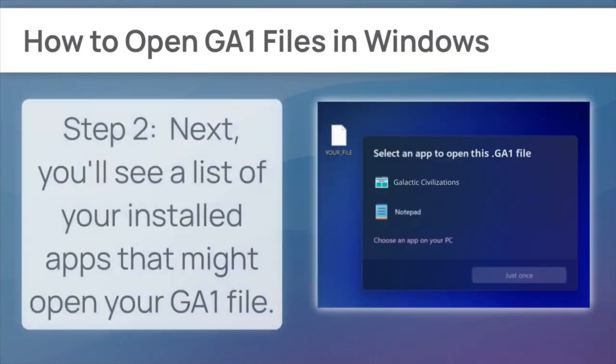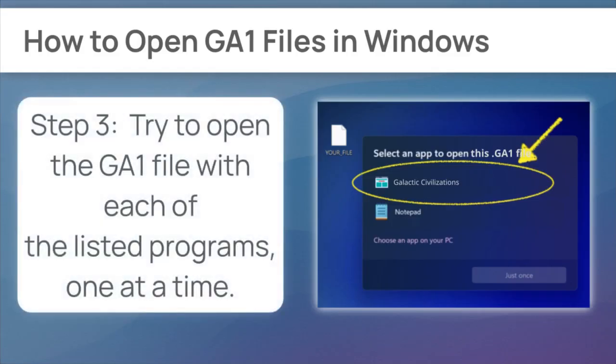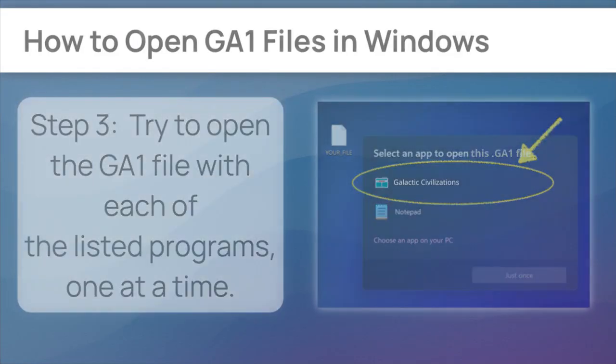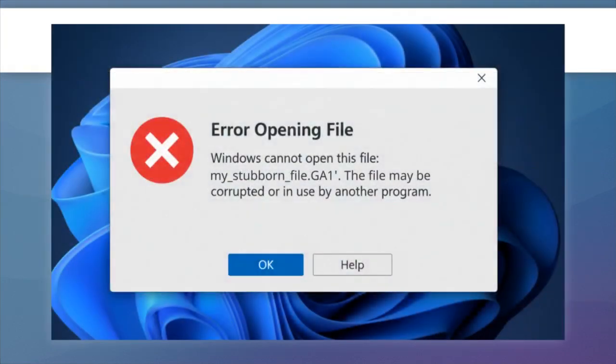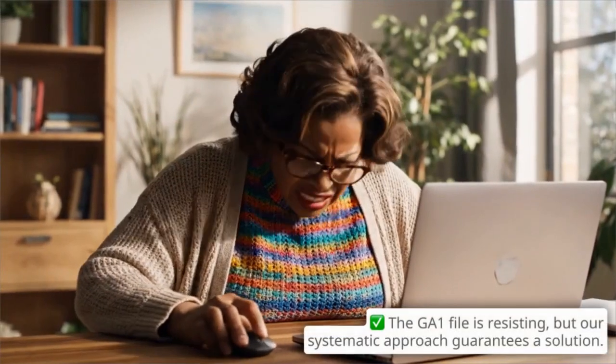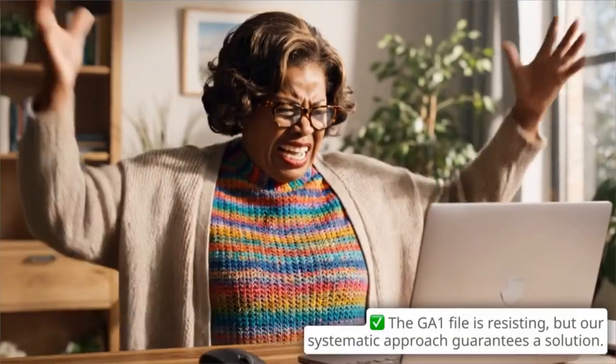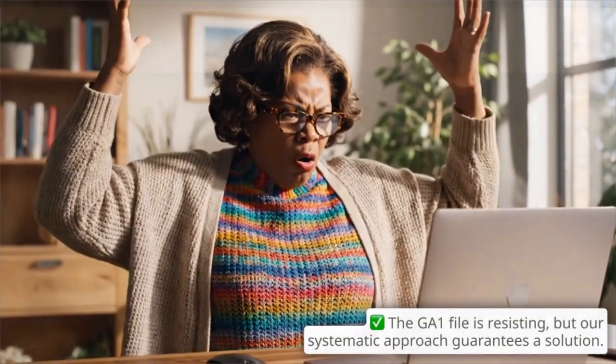Right-click your GA1 file and select Open With. Test Galactic Civilizations if it appears. If it fails, select the next application. Testing eliminates uncertainty. If your GA1 file isn't cooperating, don't worry. Understanding the failure makes the fix easier. Before we use the universal tool, let's examine the common technical reasons behind this persistent error.